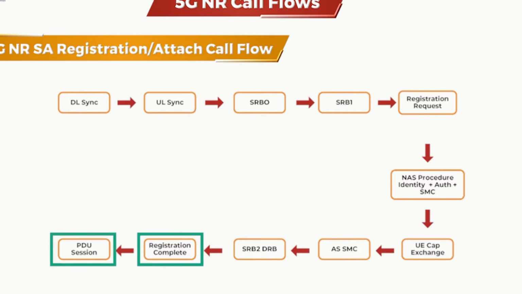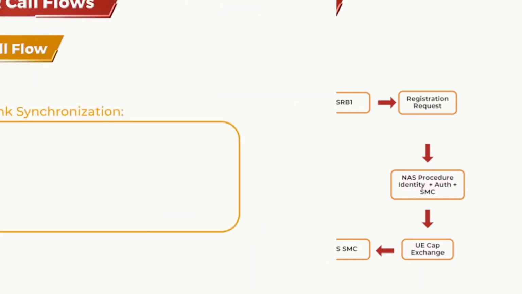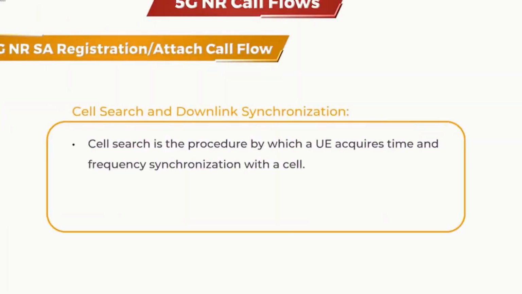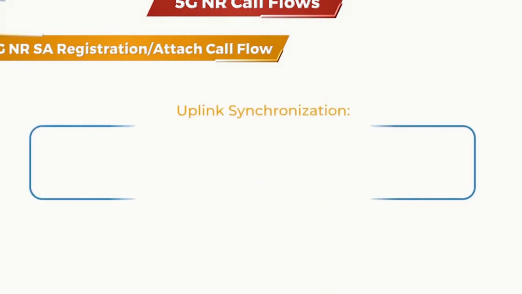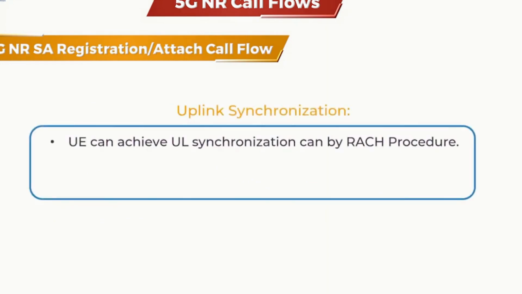Cell search and downlink synchronization. Cell search is a procedure by which a UE acquires time and frequency synchronization with a cell, decodes the cell ID and PBCH MIB information. Next comes uplink synchronization. UE can achieve uplink synchronization by RACH procedure.